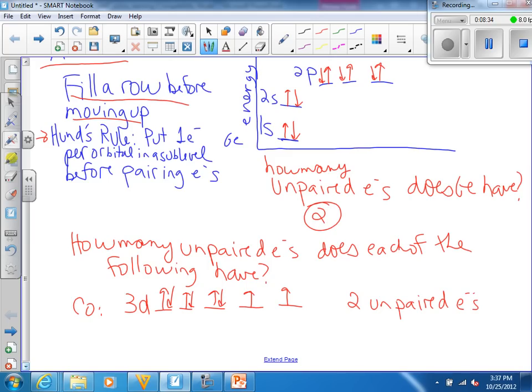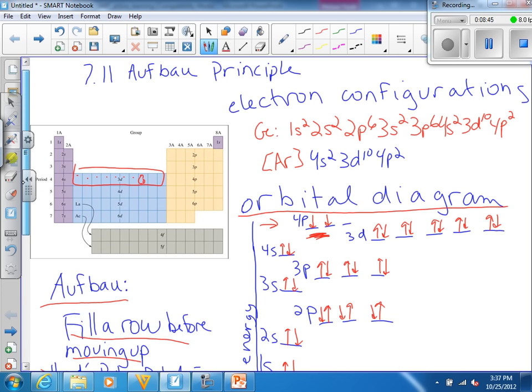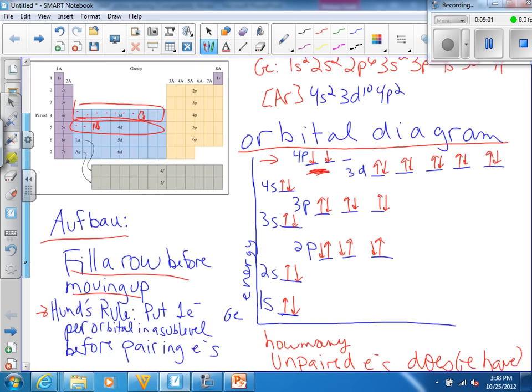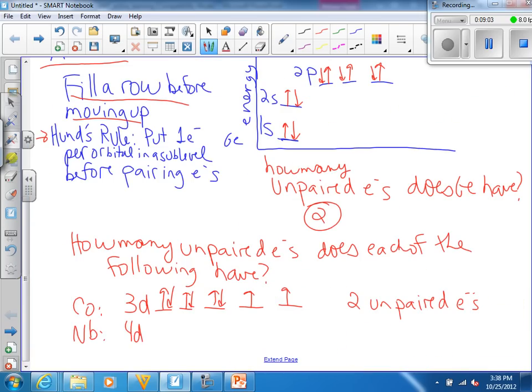Okay. Let's do niobium, Nb. Niobium is number 41. It falls right here. So which sublevel do I have to check? Hopefully you got it. We're going to check the 4Ds, and note we have 1, 2, 3 electrons in the 4Ds. So we'll do 4D, 1, 2, 3, 4. There's 5 orbitals, and we need 3 electrons. 1, 2, 3. I have 3 unpaired electrons.